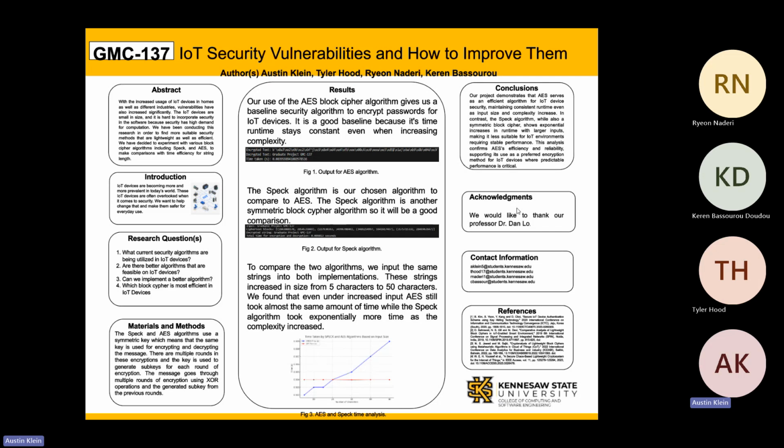To compare the two algorithms, we took the number of characters that we input and increased it exponentially from 5 to 50 characters, and we took down the time it took for each algorithm with the same input to encrypt and decrypt, and we found that AES took almost the same exact time across the board, while SPECK was actually increasing throughout.